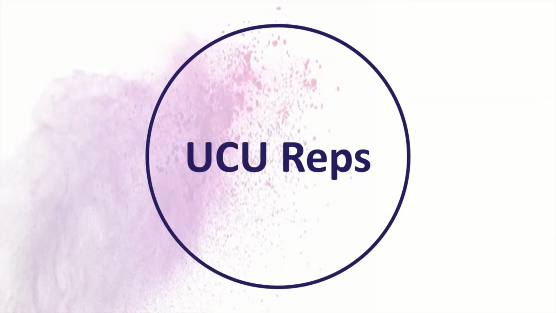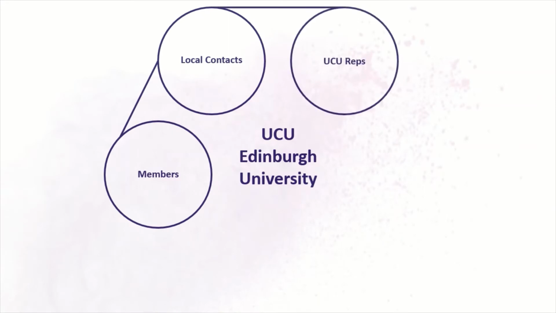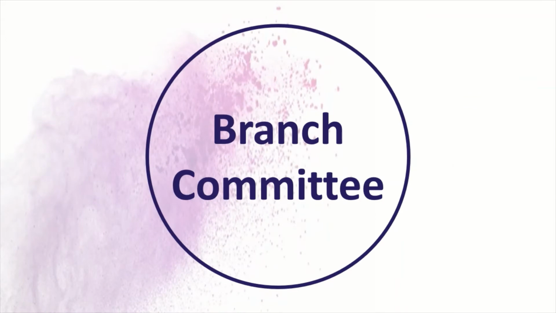And in order to reflect the work that they take on for their colleagues and fellow members, UCU reps receive training and time off work in order to represent members. Now, often combining and overlapping in practice, UCU reps and local contacts are really the first point of contact for members in their school, and they play a very crucial part in linking membership to the committee, which brings us then to talk about the elected representatives of the branch, and that is the UCU Edinburgh Branch Committee.